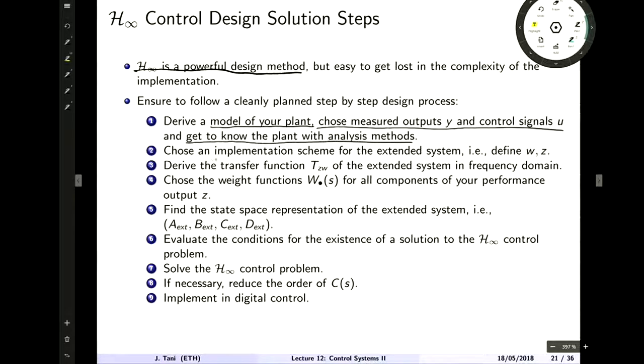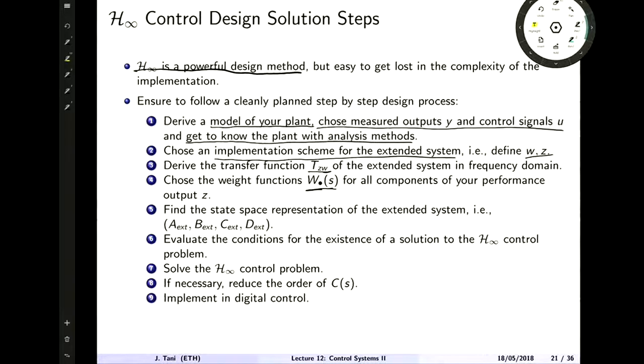After this, you choose an implementation scheme for the extended system. So that's what we've done in the past couple of minutes. So define W and Z, and you derive the transfer function in frequency domain, right? So be aware of what this is. Then you design these weight functions, which are basically the equivalence of these Q and R matrices in LQR. And you put everything to state space representation.